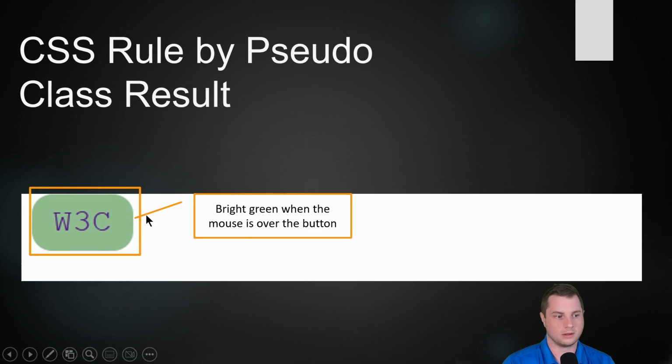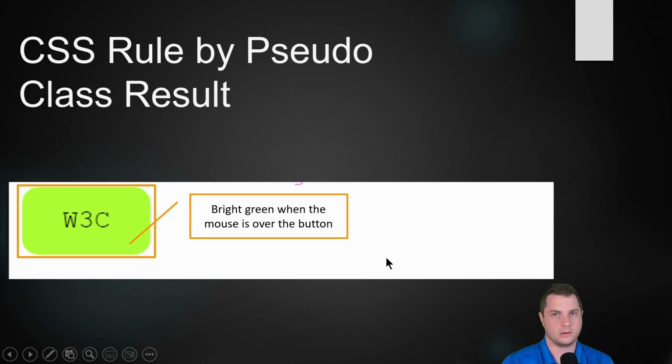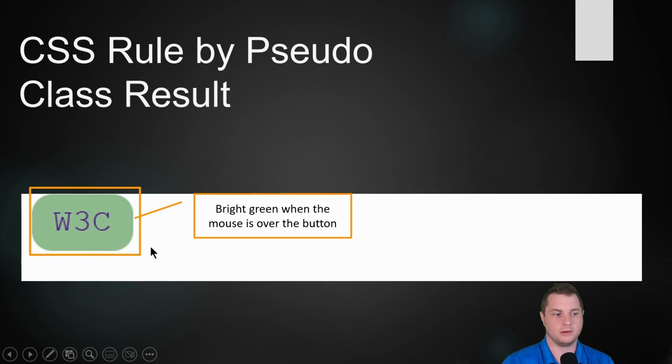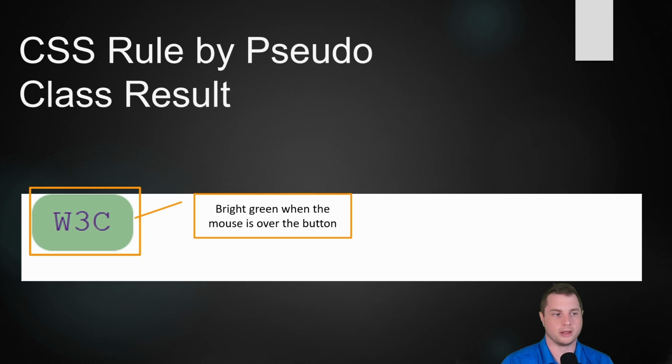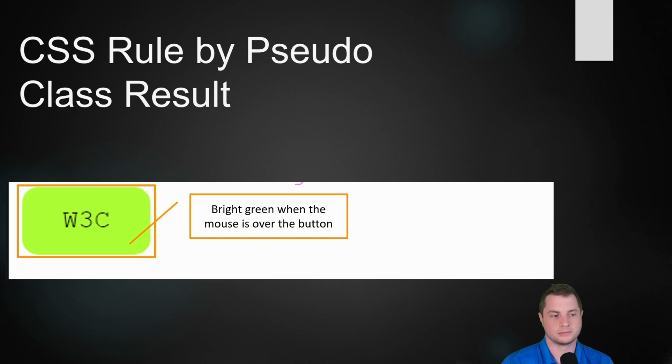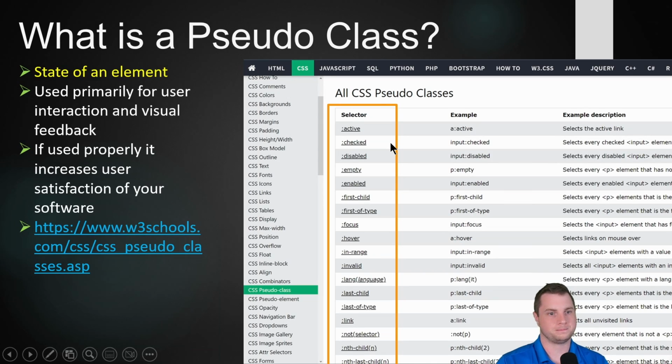We're still addressing the same anchor tag, right? And this is what that ends up looking like. There's the original color, that dark sea green. When I hover over it, it is that bright green. Dark sea green, bright green. Pseudo class.